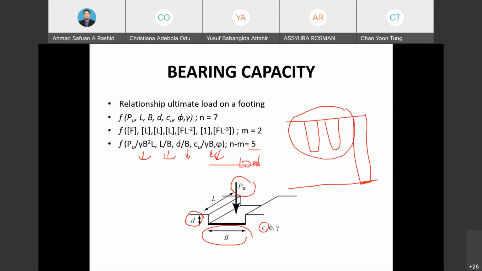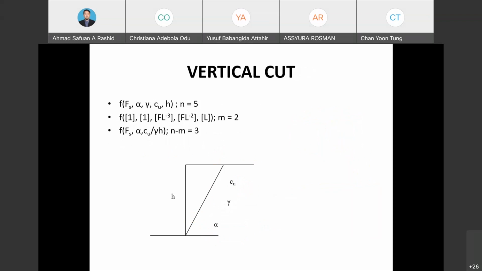Okay. So you need to refer to the previous journal or article, and then you may come up with your own idea by using this dimensionless equation or approach. Okay. So then the last one is on the vertical cut, the same approach, where the vertical cut is to identify what will be the factor of safety as the output.